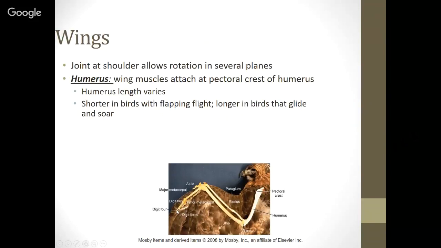The wings: there is a joint at the shoulder that allows rotation in several planes. The wing muscles of the humerus attach at the pectoral crest of the humerus. So the pectoral crest attaches to the pectoral muscles. Humerus length will vary. It's shorter in birds with a flapping flight, like pigeons, and longer in birds that glide and soar. So a hawk or falcon will glide and soar, and so they will have a longer humerus.